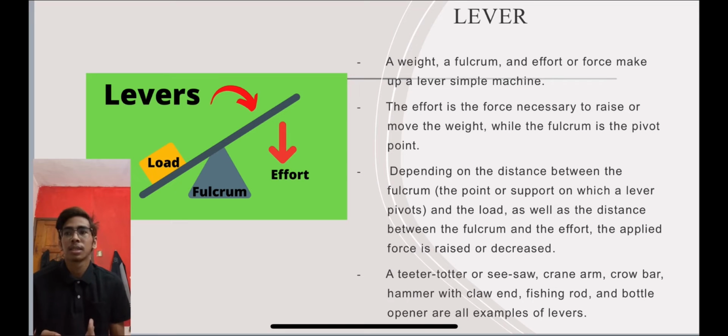So this applied force is generated by applying a force on one end of the lever. Depending on the distance between the fulcrum, that is the point or support on which a lever pivots, and the load, as well as the distance between the fulcrum and the effort, the applied force is raised or decreased. So a teeter-totter or seesaw, crane arm, crowbar, hammer with claw, fishing rod, and a bottle opener are all examples of a lever.